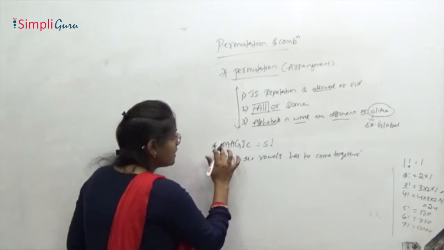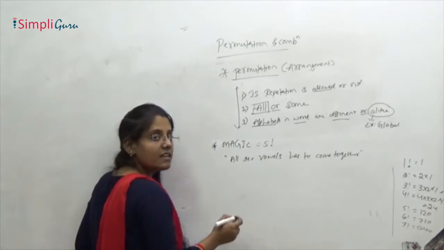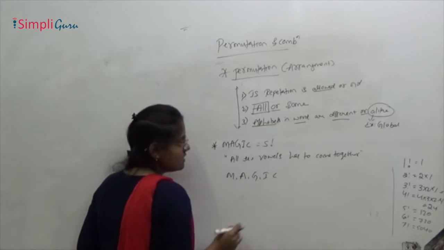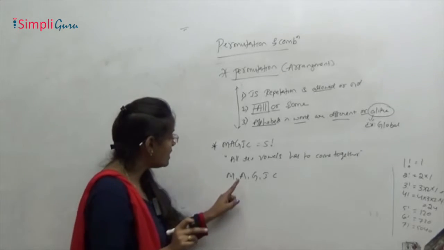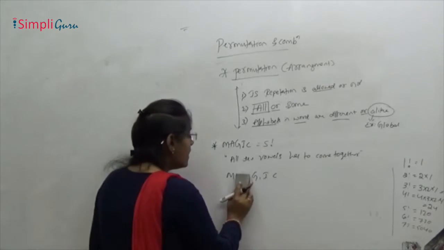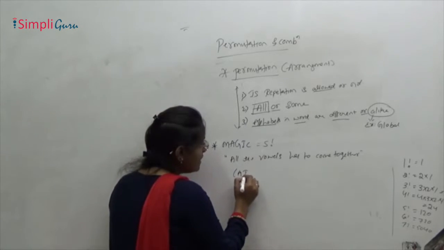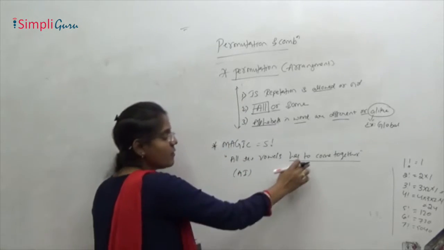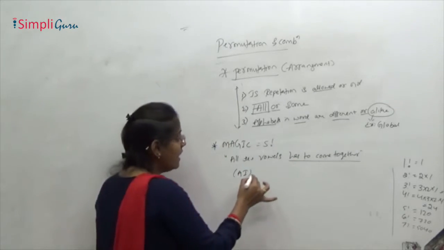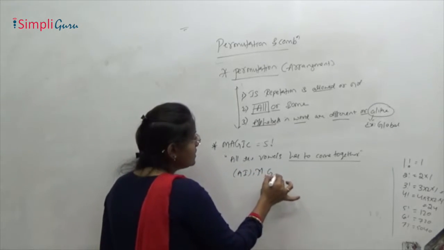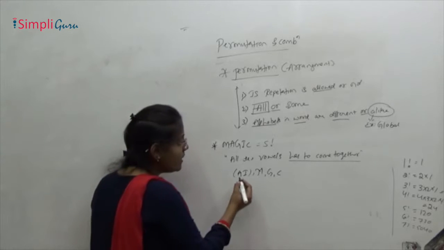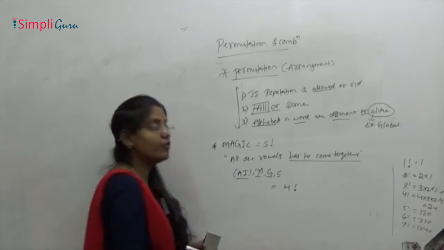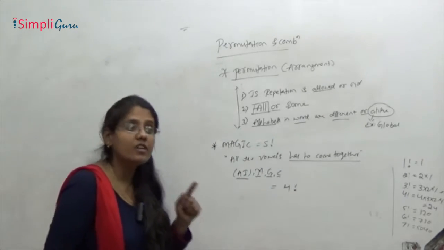solve? See, take the word. How many vowels are there in the question? M, A is there, G is there, I is there, C is there. Among the 5 alphabets, 2 are vowels, A and I. So I will take A and I as a single entity, a single alphabet, because they told us they have to come together. If they want to come together, I need to take it as a single entity. Which are the remaining consonants? M, G and C. So now count how many alphabets are there? 1, 2, 3 and 4. So take it as 4 factorial. 4 factorial, correct. After that what do we have to do?